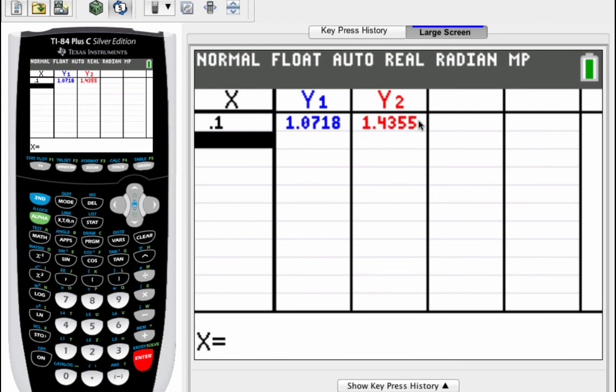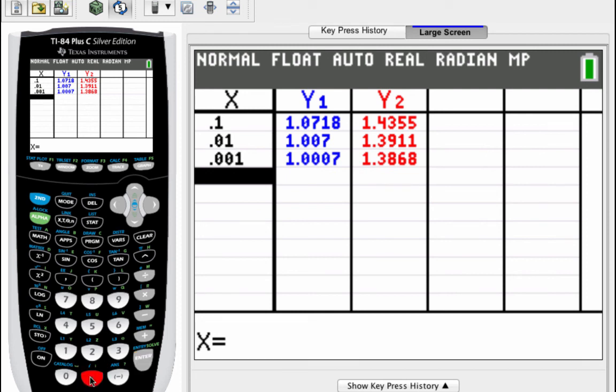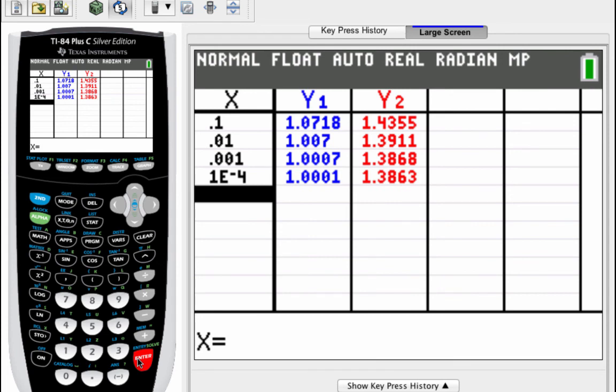So this is close to f prime of 1. Now let's try 0.01. Closer. 0.001. Getting closer. And so now I can see, since y2 is the difference quotient, I'm getting closer and closer. As a matter of fact, that's as far as it's going to go. So my calculator is telling me that a good approximation for f prime of 1 is 1.3863.